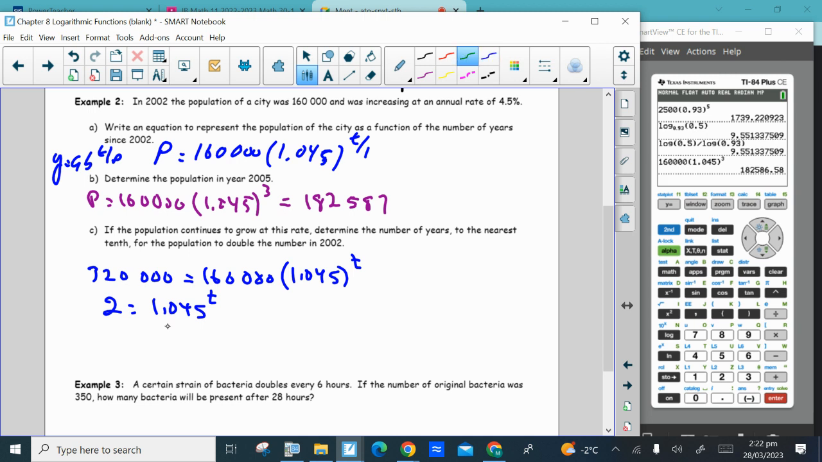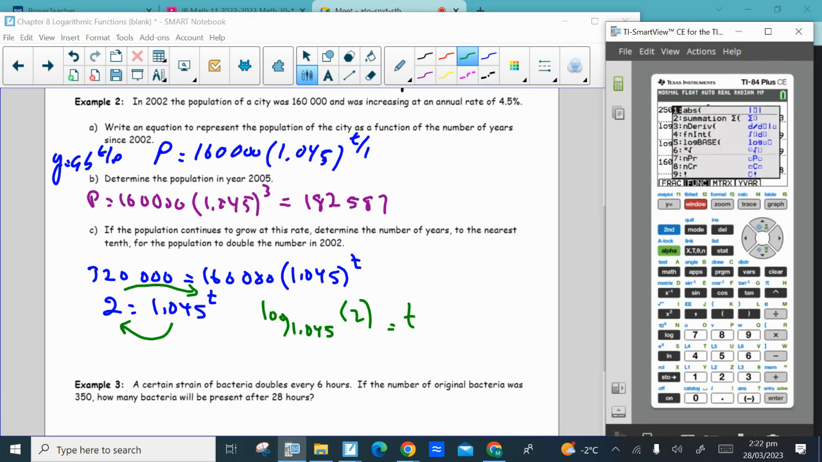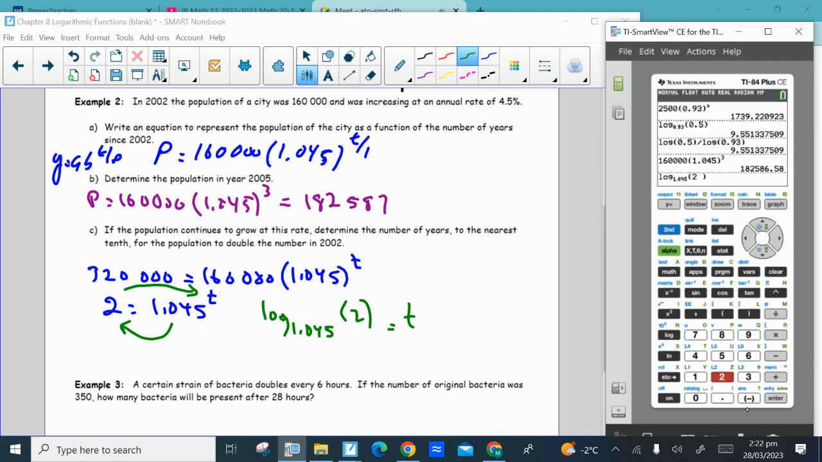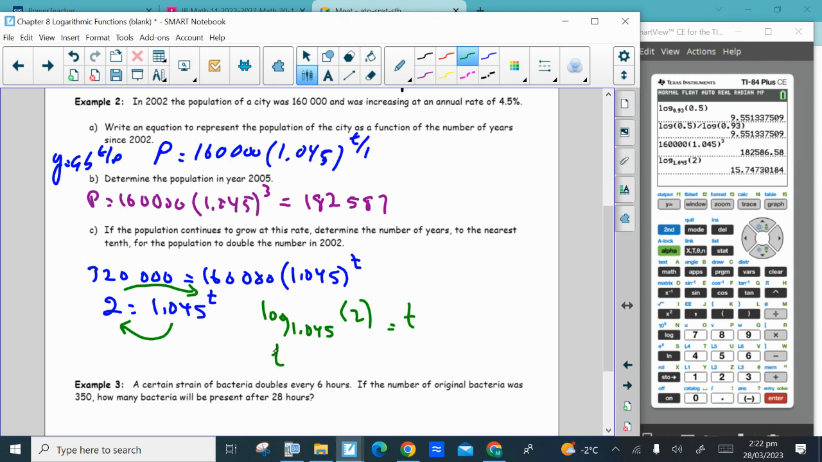And once again, to solve this, we would convert from exponential to logarithmic. We'd start with the base and cycle through. It'll be the log with the base of 1.045 of 2 equals t. So using the change of base identity, log with a base of 1.045 of 2 gives us approximately 15.7 years. That's how long it would take for the population to double.